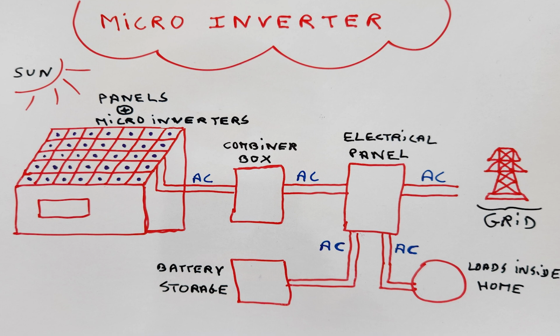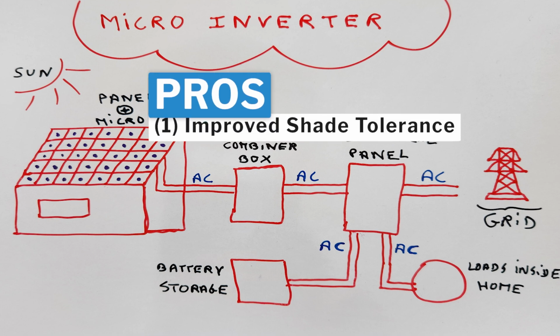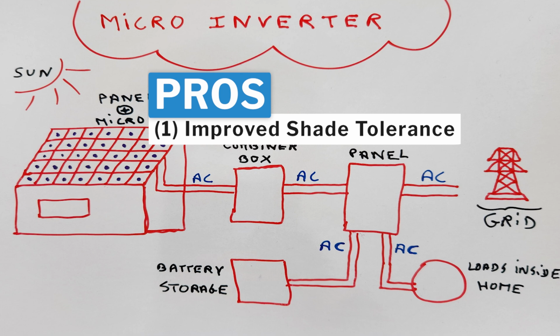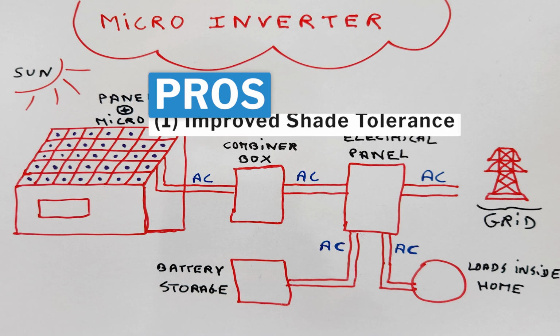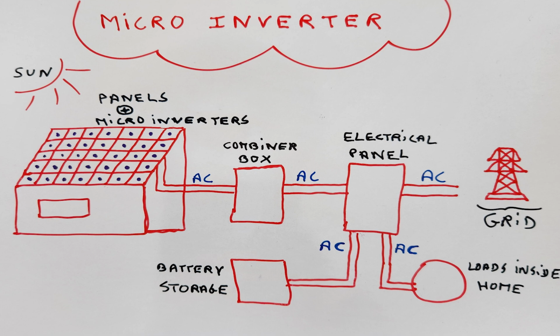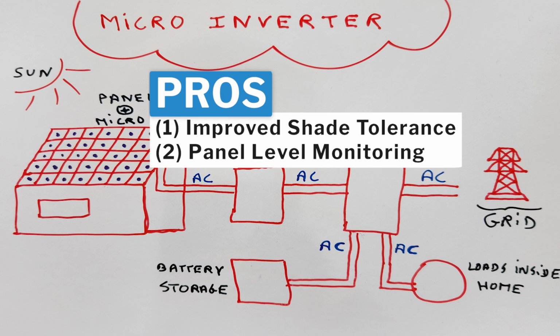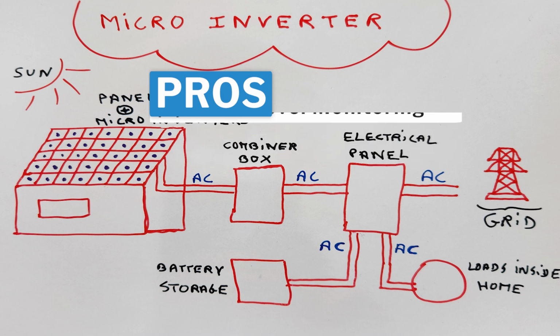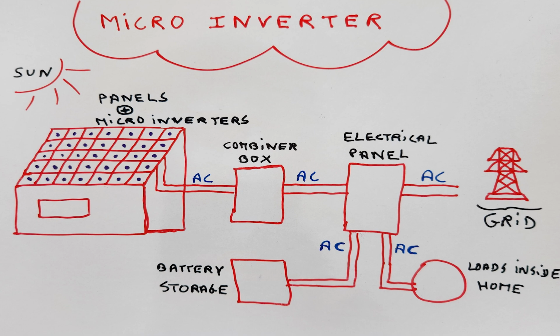In the case of microinverters, we have a number of advantages. First, we have improved shade tolerance by allowing each panel to run at its maximum performance independently of other panels. Another advantage is panel level monitoring, so we can monitor the performance of each panel, whether we talk about current, voltage, or any other parameters. And it is, as a result, very easy to identify any underperforming panels.